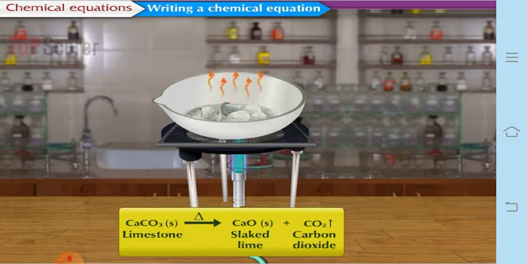Now, if the reaction is taking place under heat, or if heat is required for the reaction to proceed, then the delta sign is written above the arrow, pointing out that heat is required for it.